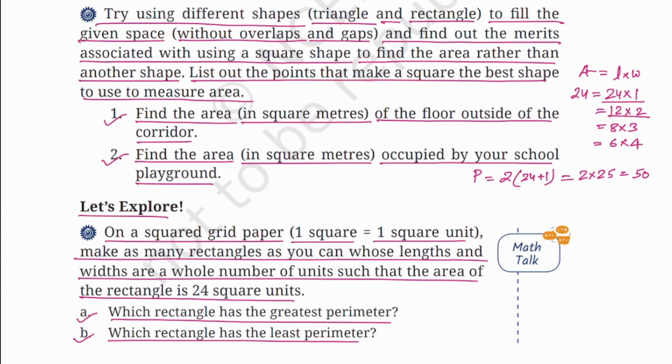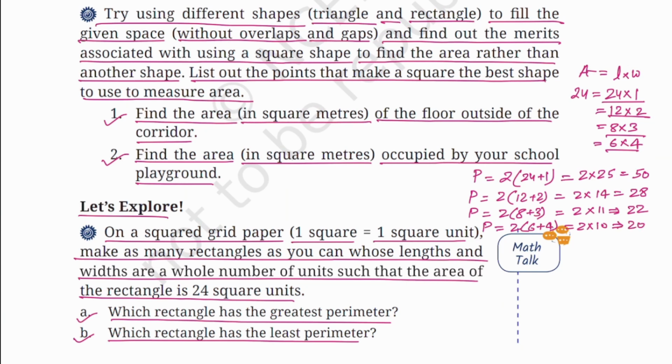In second case, perimeter is 2 into 12 plus 2, that is 2 into 14, that is 28 units. In third case, perimeter is 2 into 8 plus 3, that is 2 into 11, that is 22 units. In the fourth case, perimeter is 2 into 6 plus 4, that is 2 into 10, that is 20 units.